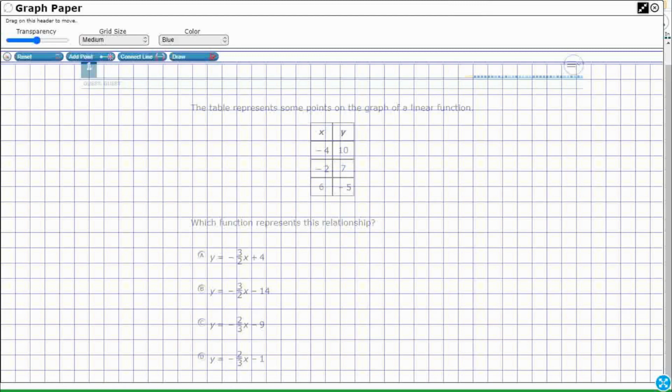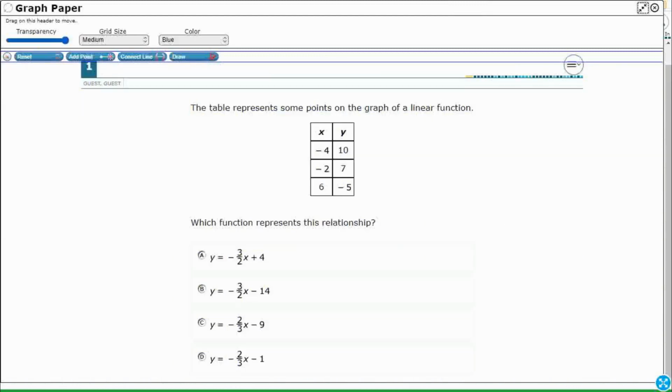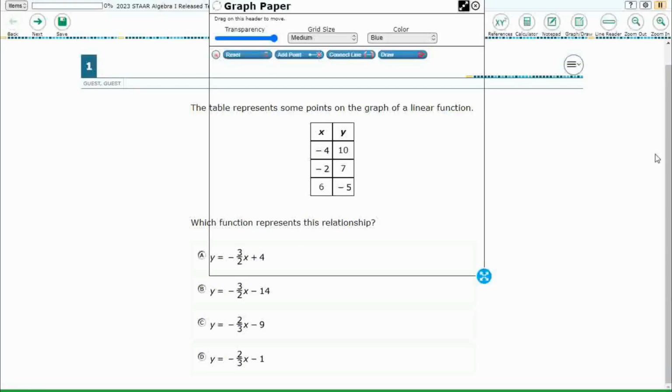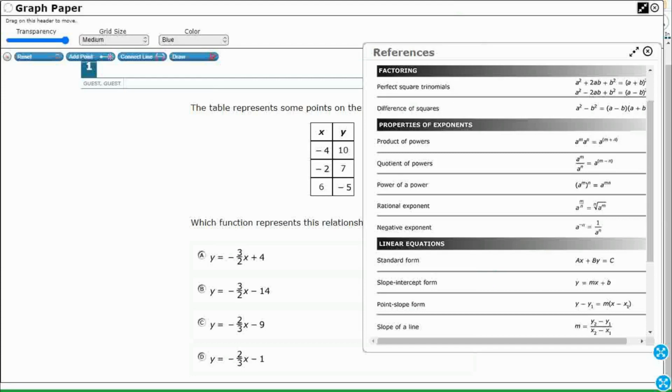And so what we could do is we can just go ahead and highlight that, saying we need to look at the linear function section of our reference material. So if we look at the linear function section, the linear equations are right there. If we look at all 4 of our answer choices here, we notice that they're all going to be in that slope-intercept form. That one right there.